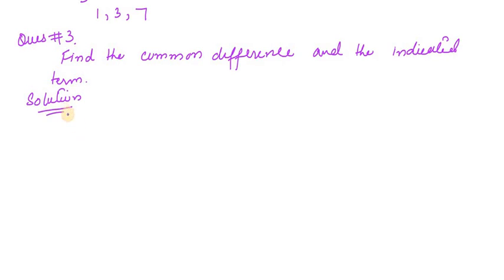So the given sequence is 4, 9, 14, 19, and we need the 8th term. First we have to find the common difference and then the indicated term, which is T8, the 8th term. So this is part 1: the common difference d.